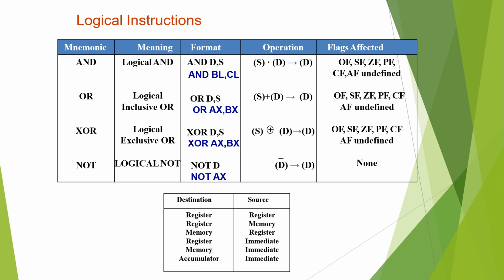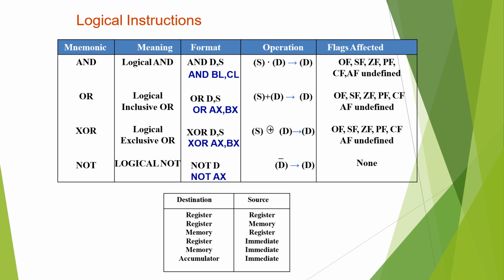Logical AND operation is the multiplication in bitwise, and logical inclusive OR operation is the addition in bitwise. Logical exclusive OR operation: when we have two inputs A and B, the exclusive OR output will be A bar B plus B bar A. And logical NOT means we are complementing each and every individual bit present.